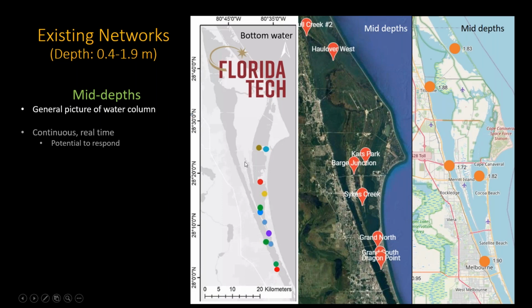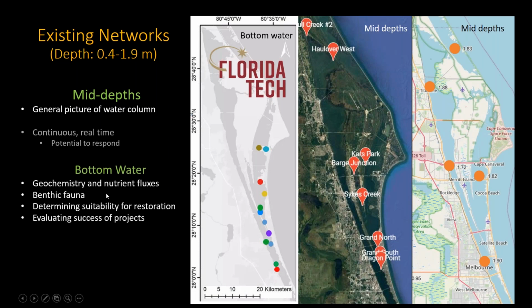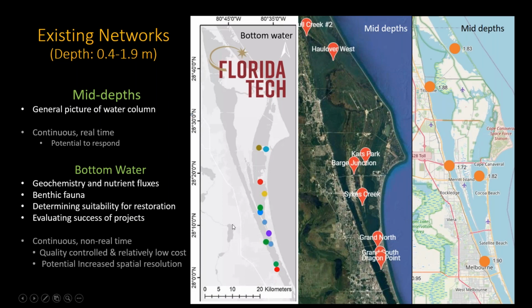But one of the things that's missing is a picture of what's happening at the sediment water interface where this geochemistry is actually happening. In the bottom water, that's where we're seeing most of the geochemistry occurring. That's where we're seeing nutrient fluxes occurring. That's where these benthic fauna are responding to changes in DO. And this is how we can determine suitability for restoration. We're putting clams, we're putting oysters on the bottom, and so we want to know what's going on there. It's also a great way to evaluate the success of projects. Can we see a more stabilized dissolved oxygen profile after restoration has occurred?